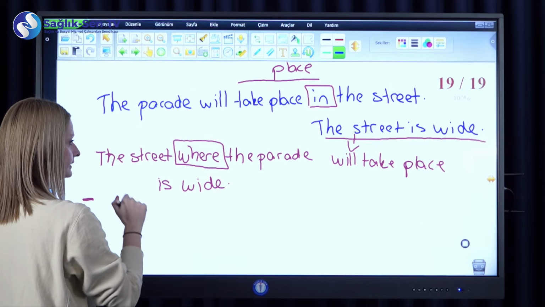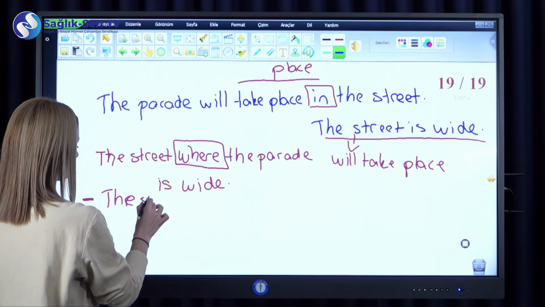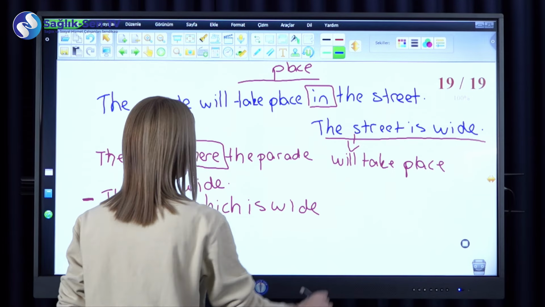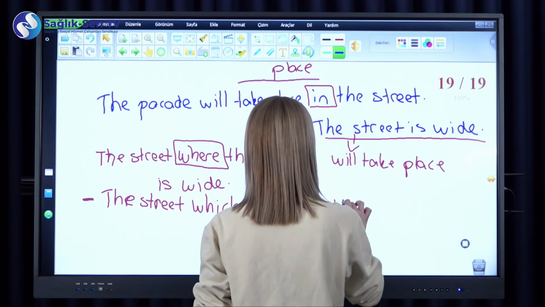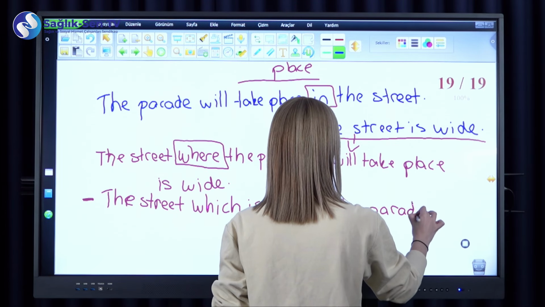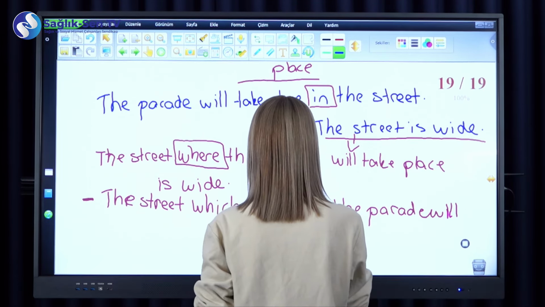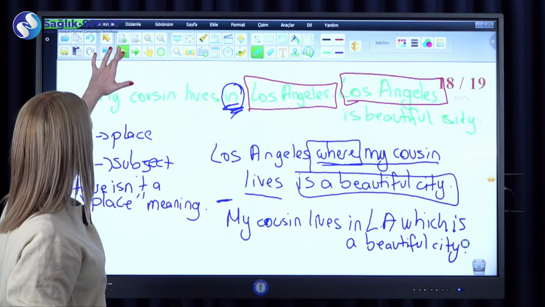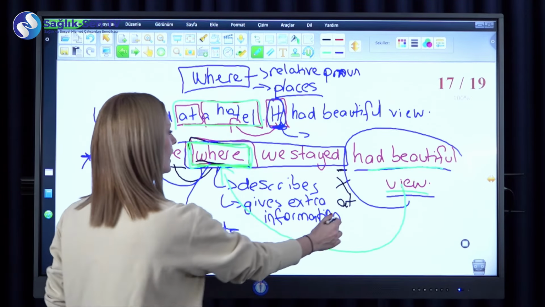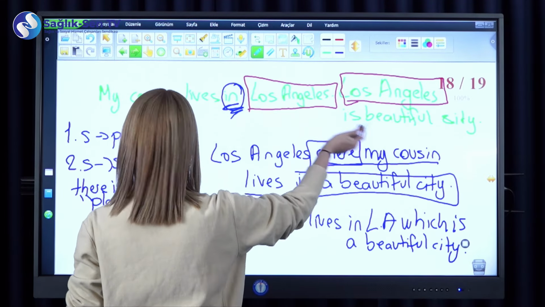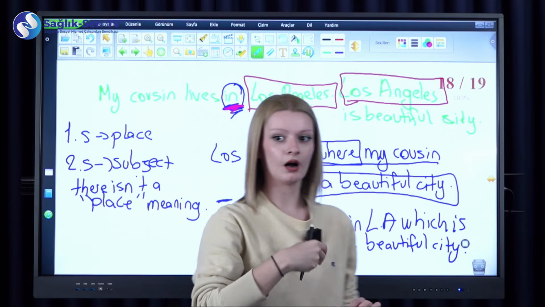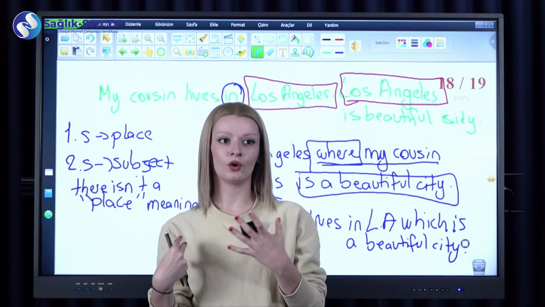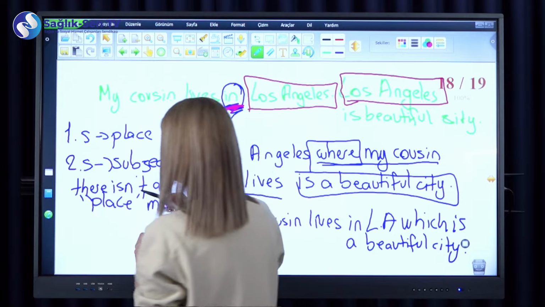Instead, like in the last example, the street which is wide, the parade will take place in. And don't forget to omit at or in, whatever gives the meaning of a place in the sentence. Don't forget to omit the reduction of that preposition.